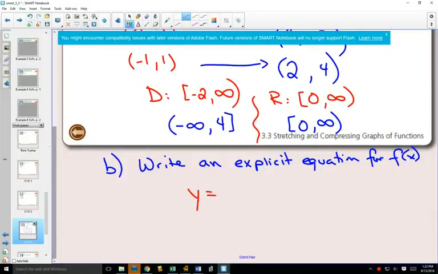It's a square root graph. What's happened to that square root graph? It's been moved to the left, so how would we show that? Square root of x plus 2. Okay.